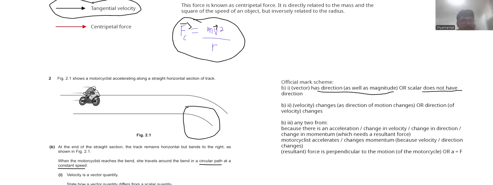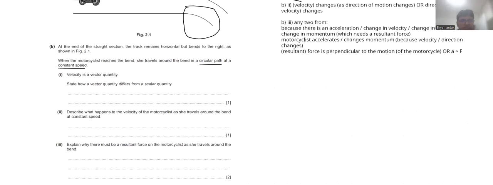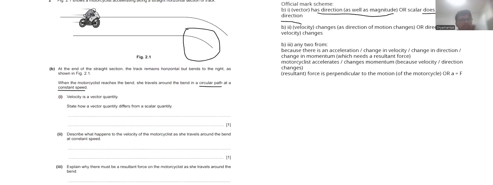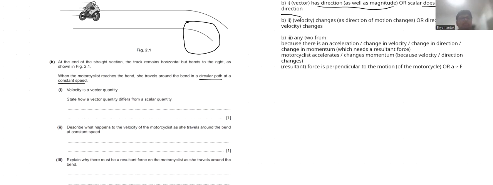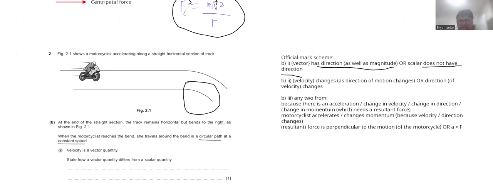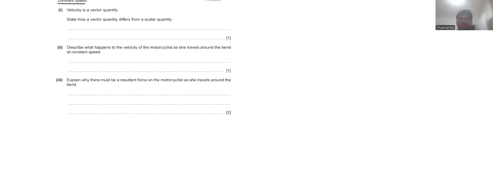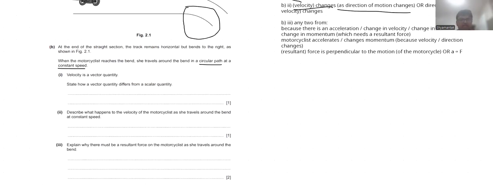So, second part. Describe what happens to the velocity of the motorcyclist as she travels around the bend at constant speed. This is exactly what we talked about. The speed is constant, but the velocity changes as the direction of the motorcyclist is constantly changing, or direction of motion, exactly the same as what we said. Now, the third one is a very interesting question, and I think the first two parts most of us would get right, and the third part requires a bit of thinking.